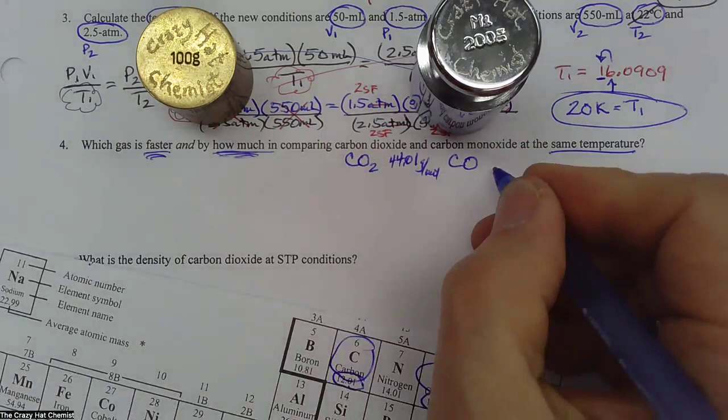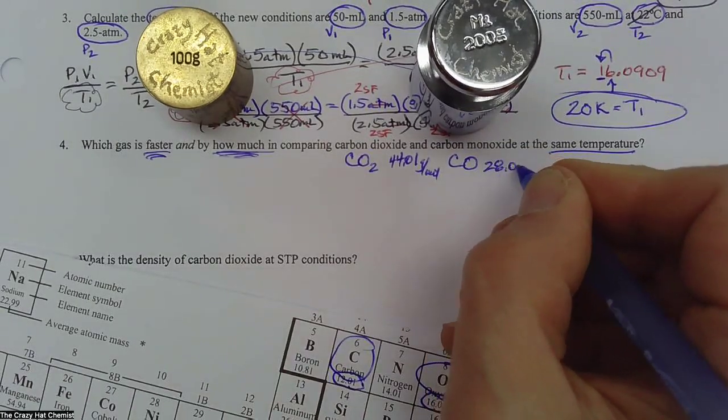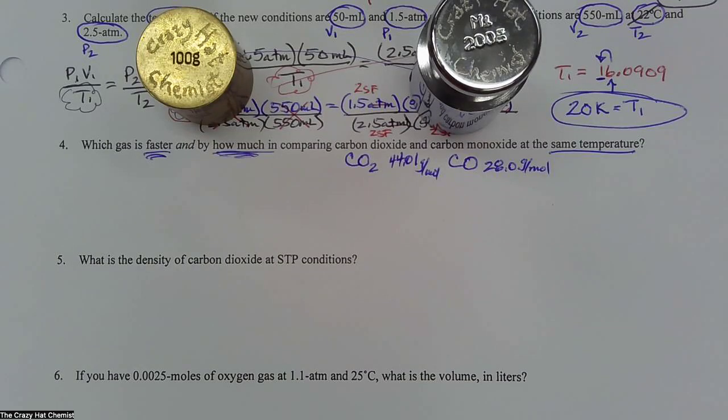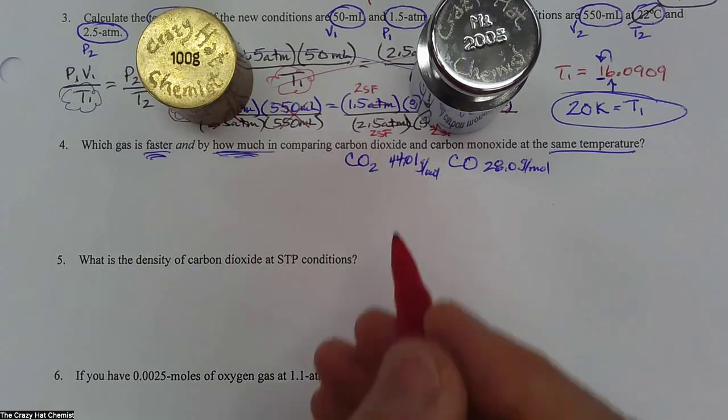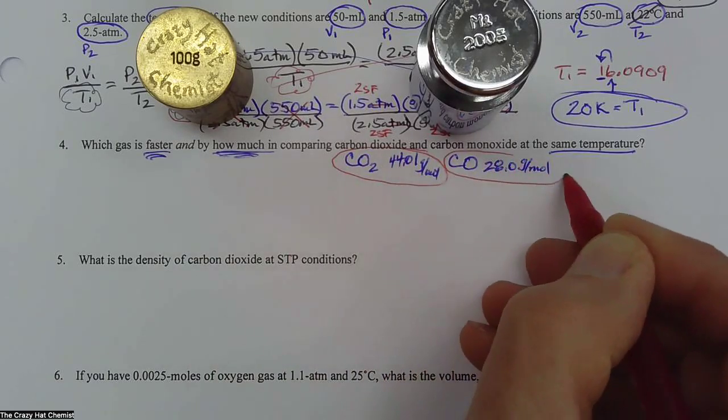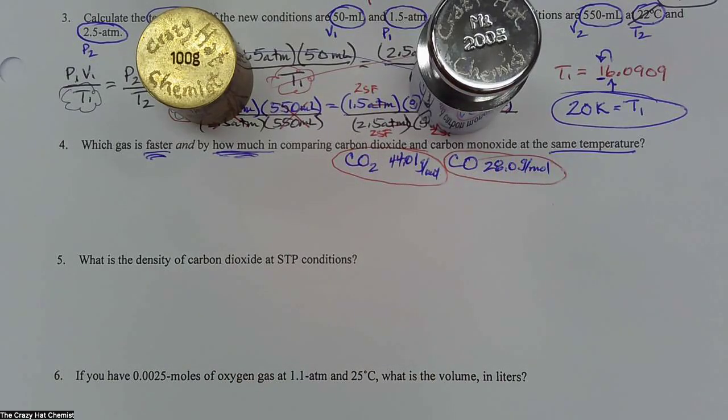And that would be 28.0 grams per mole. Hey, by the way, I do have a separate video that covers how to calculate molar masses of formulas and compounds. So check it out.